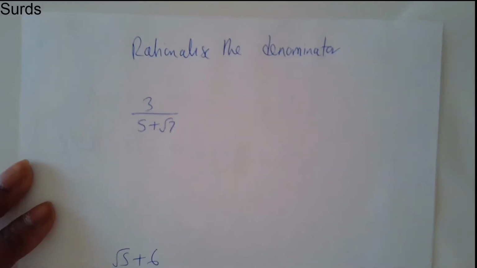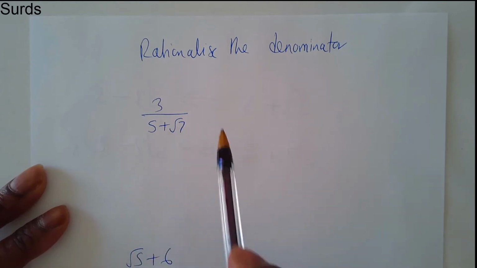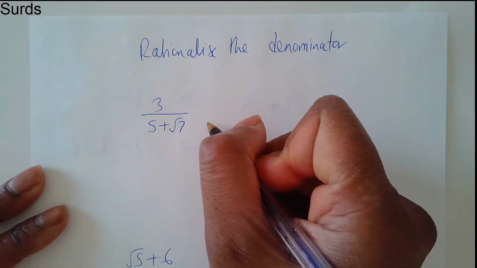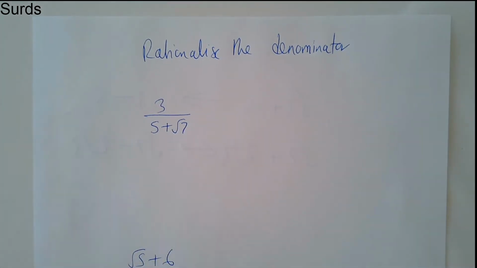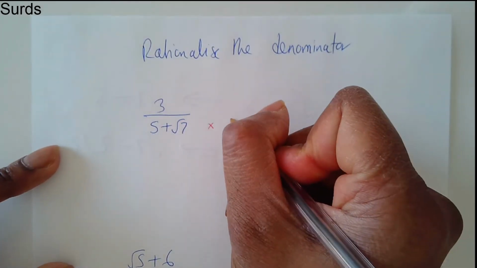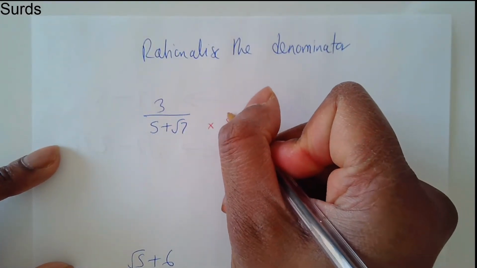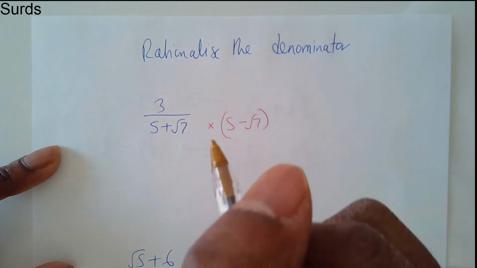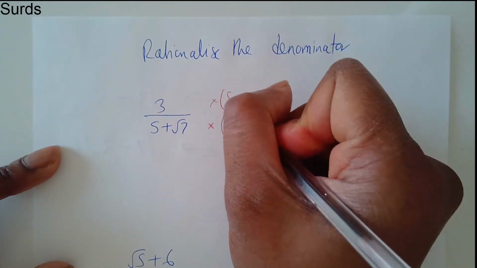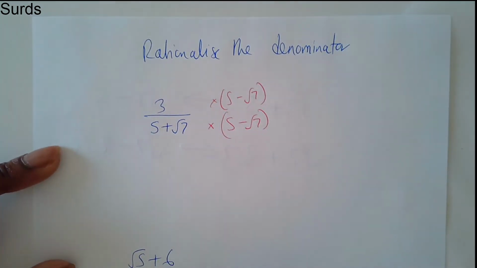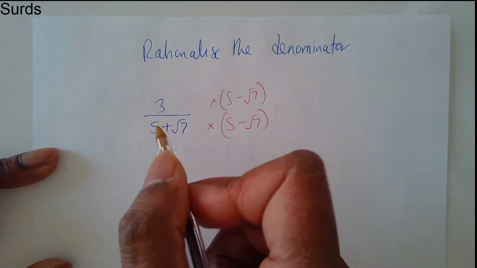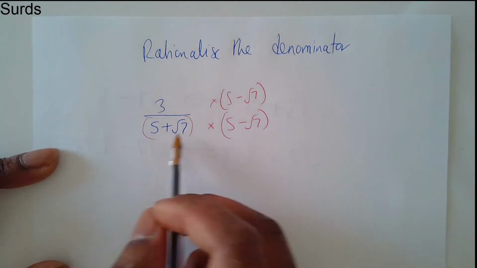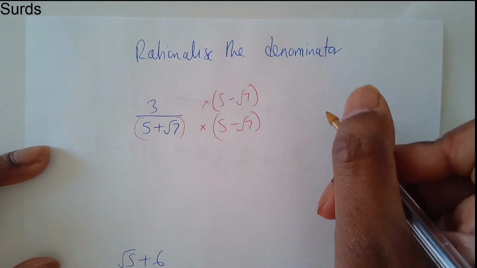To attempt these questions now, to rationalize the denominator, all I've got to do is multiply the denominator by its conjugate. So that'll be 5 times 5 minus root 7. Whatever you do to the bottom, do to the top. So what I need to do now for the denominator is expand these double brackets. I'll do this on the side.